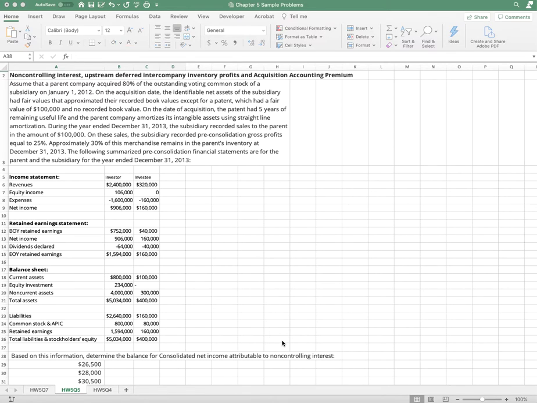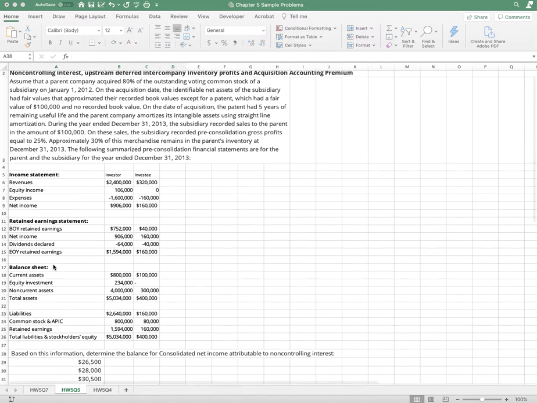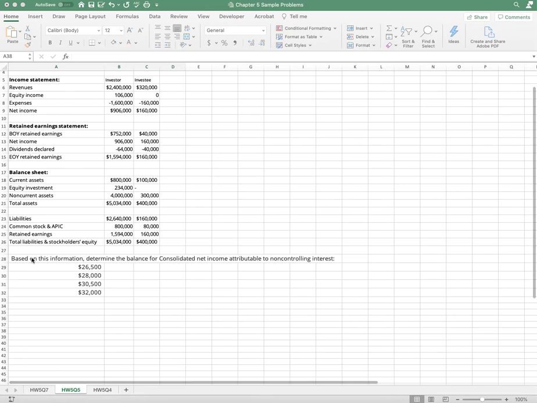The following summarized pre-consolidated financial statements are for the parent and subsidiary for the year ended December 31st, 2013. And then we have their income statement, retained earnings, and balance sheet. And the question is saying, based on this information, determine the balance for the consolidated net income attributable to the NCI.